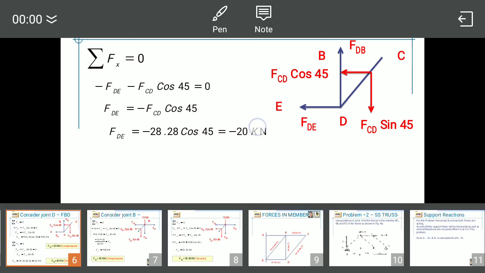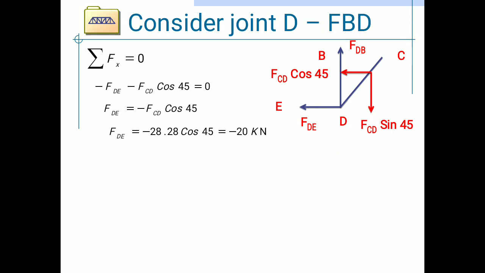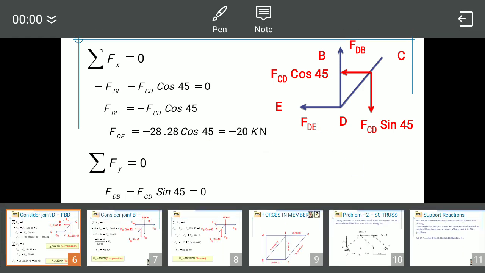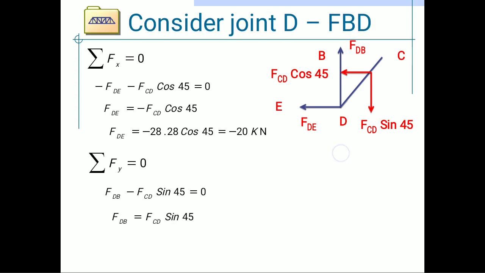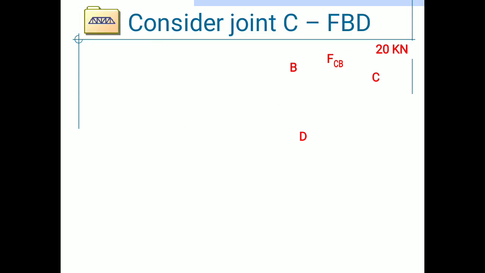Now apply the second condition of equilibrium, that is summation Fy is equal to 0. The vertical forces are FDB and FCD sin 45. FDB is in upward direction, so it is taken as positive, and FCD is in downward direction, so it is taken as negative. By solving the equation, we will get the value of FDB, which is 0.